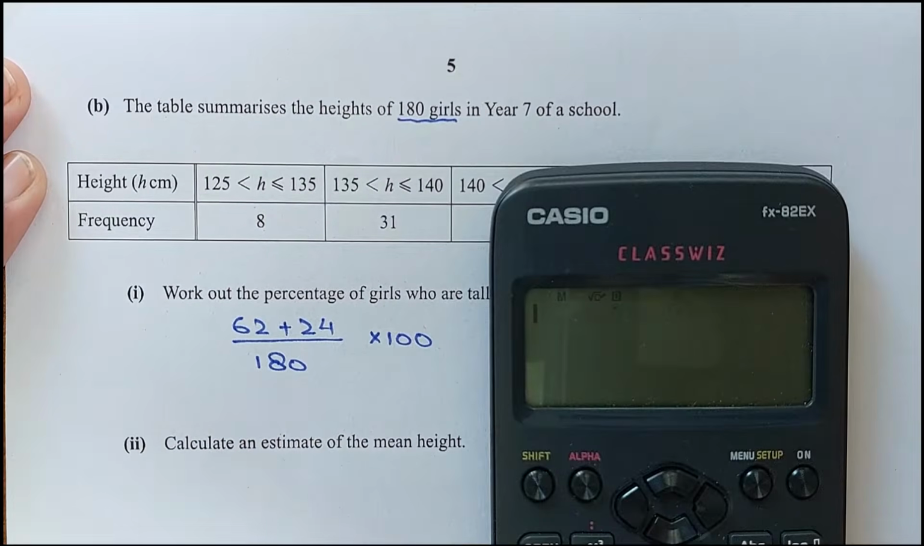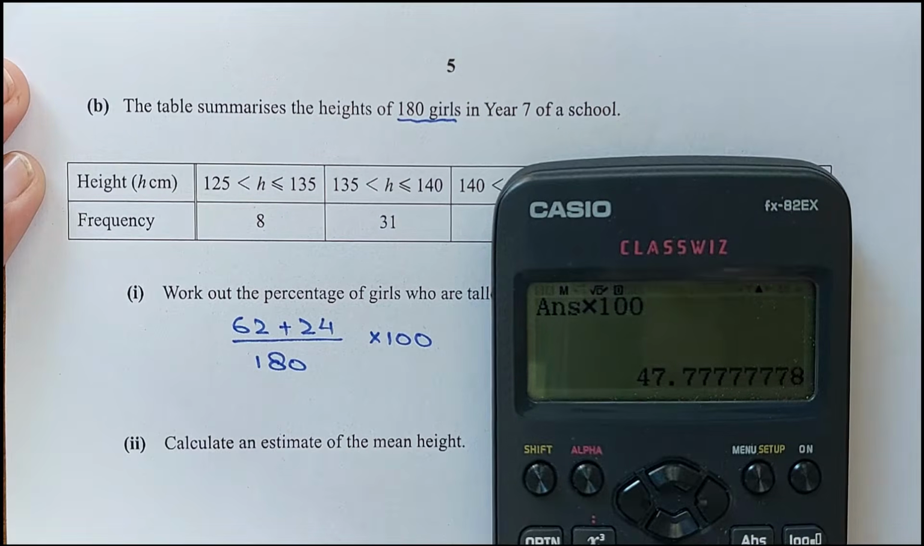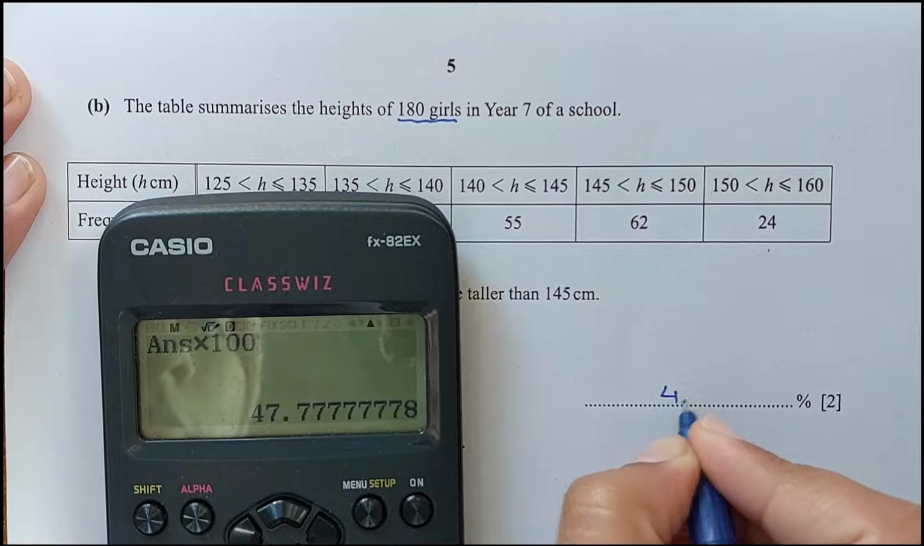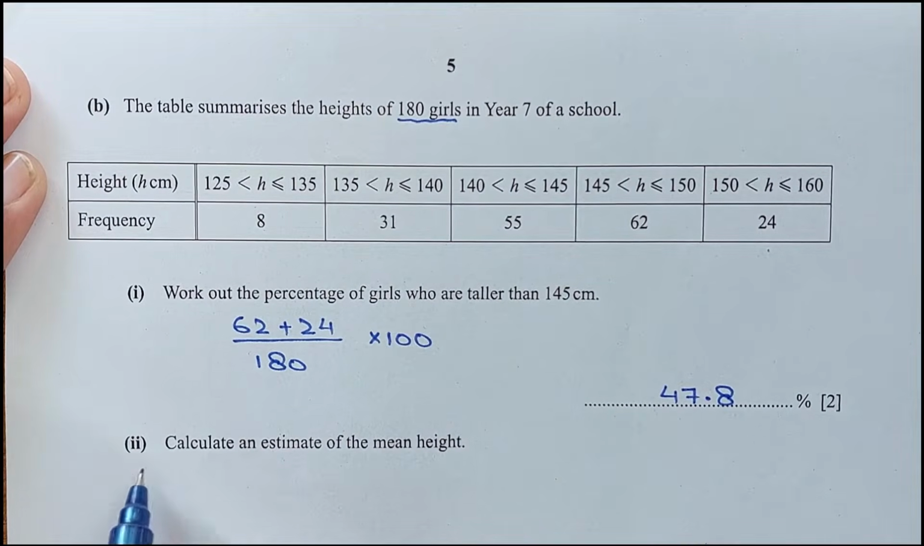Okay, let me simplify. 62 plus 24 divided by 180 times 100. This is 47.77, 47.8%, rounded to one decimal place. Right. Now for the second part, calculate an estimate of the mean height.